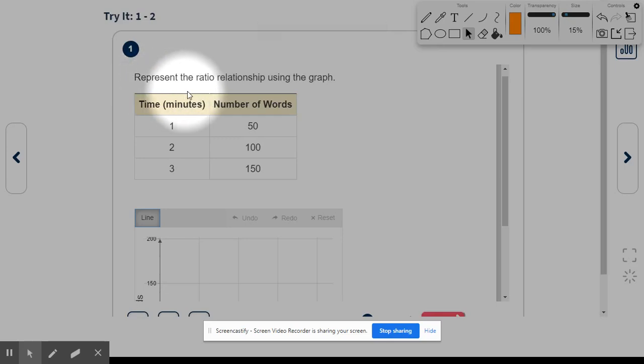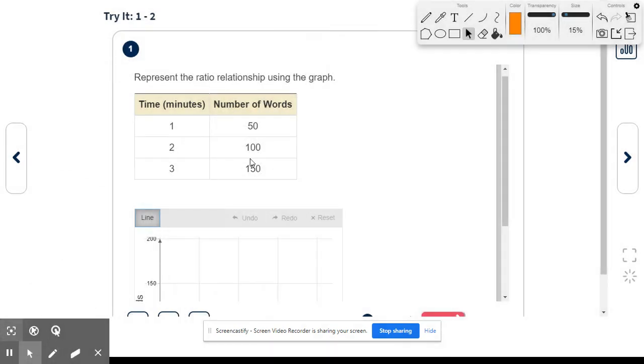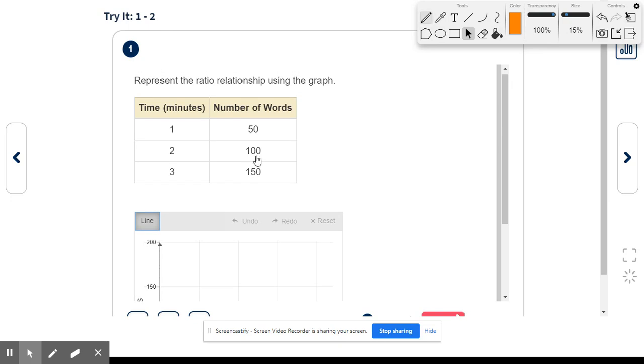It says represent the ratio relationship using the graph. Now remember, this first row right here would be our x values, and this would be our y values. So let me write that out. Again, our first column, always, this represents our x, and this represents our y-axis values. All right, so let's write down our ordered pairs.